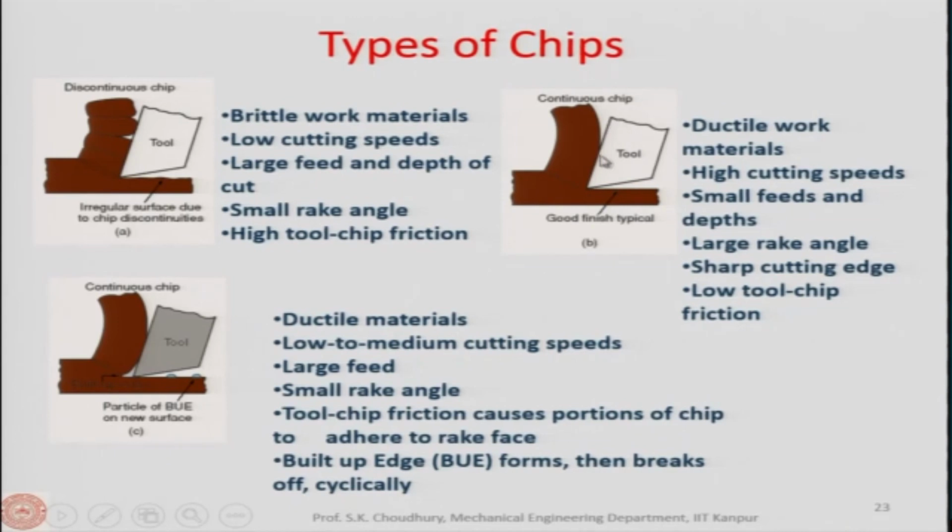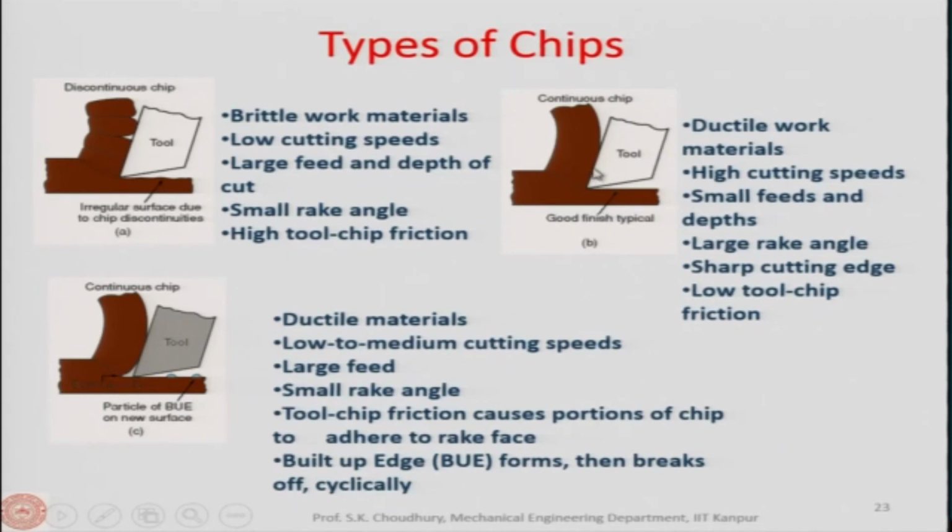A continuous chip occurs when the workpiece material is ductile particularly. Other factors which affect the formation of the continuous chip are high cutting speed, small feeds and depth of cut, large rake angle, and a sharp cutting edge, which cannot be rounded off. Low tool-chip friction is also needed, that is, the coefficient of friction between the rake face of the tool and the chip should be low. In that case, the continuous chip will occur.